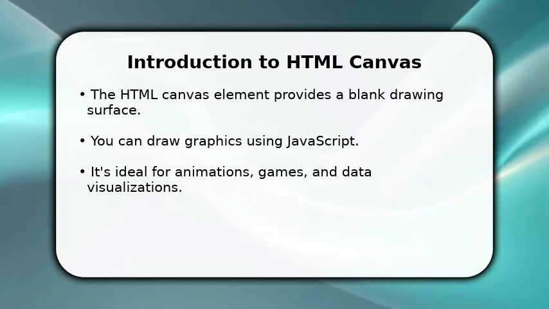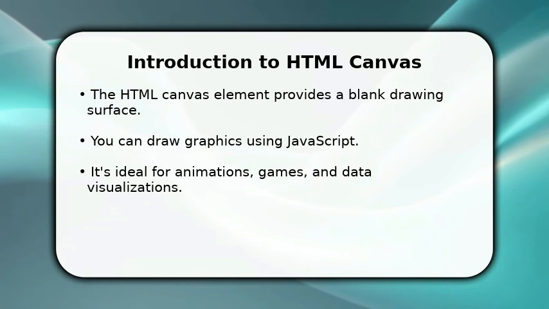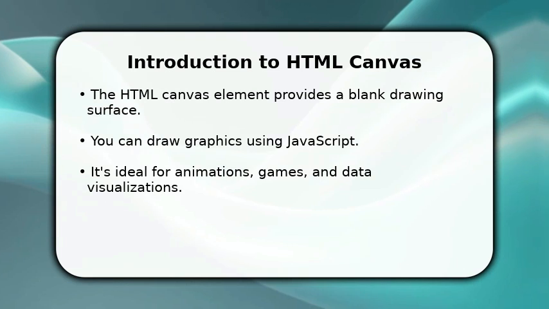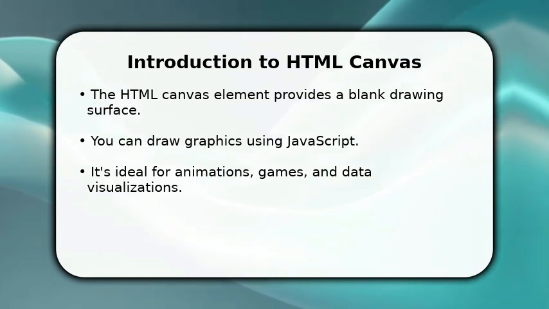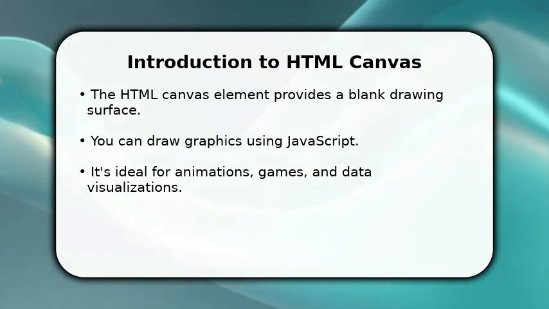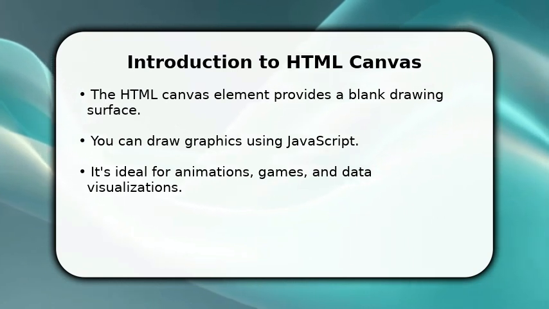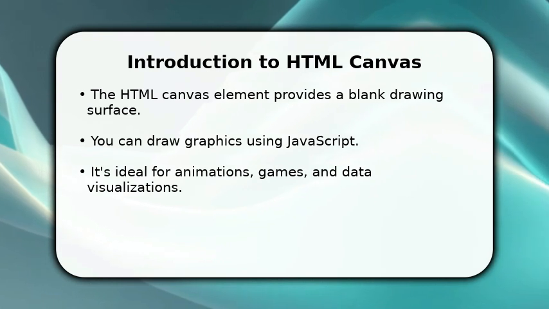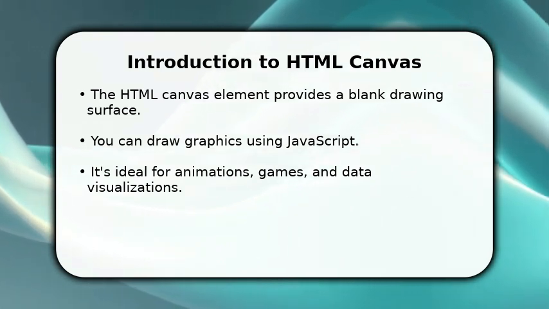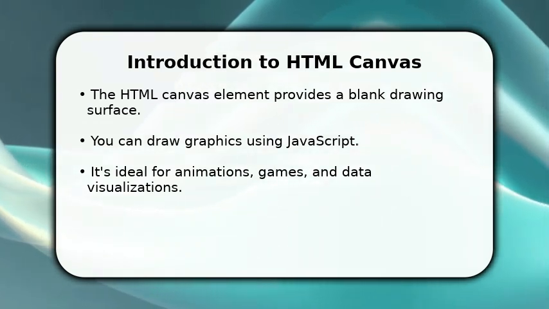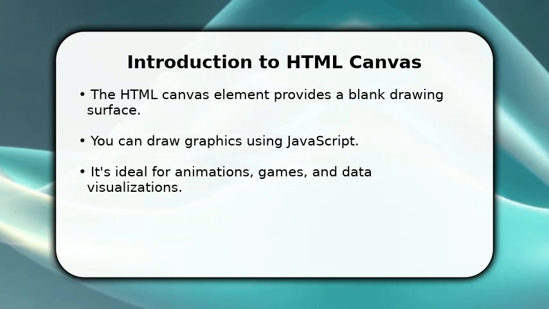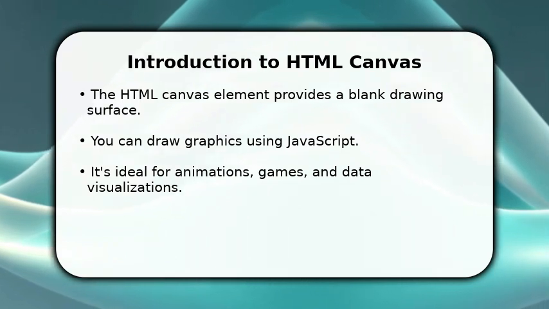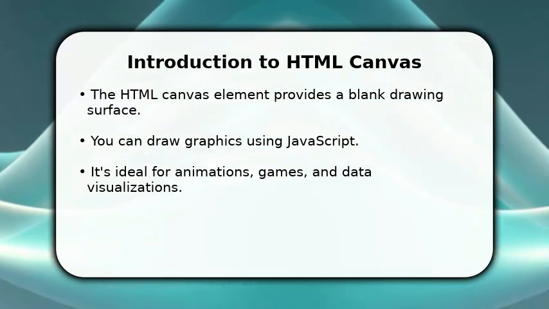In this video, I will explain how to use Canvas in JavaScript. The HTML Canvas element offers a powerful way to draw graphics on a web page. Think of it as a blank digital canvas where you can paint anything using JavaScript code. It's incredibly versatile, perfect for creating dynamic animations, interactive games, or even complex data visualizations. Its default dimensions are 300 pixels wide and 150 pixels high, providing a starting point for your creative projects.